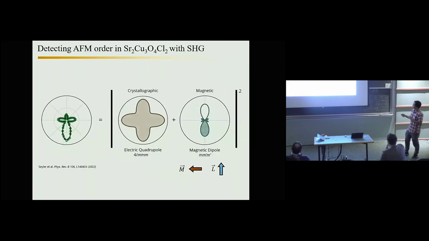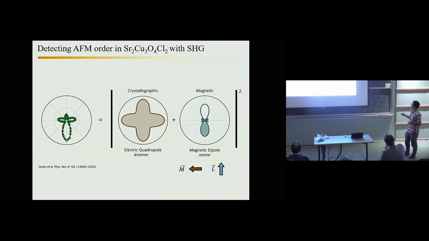In more detail, this kind of pattern arises from a coherent superposition between the fourfold symmetric crystallographic contribution I just mentioned, as well as a magnetic dipole contribution. It's a P equals chi EH type process, a little bit different from the one Anshul talked about, refined under this m' magnetic point group. m' just means the combination of mirror and time reversal is a symmetry.